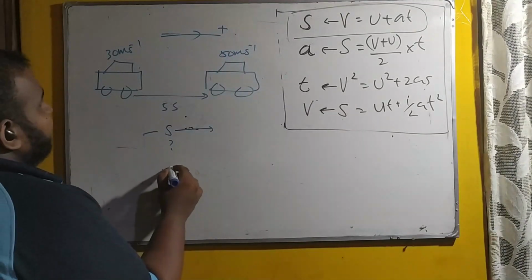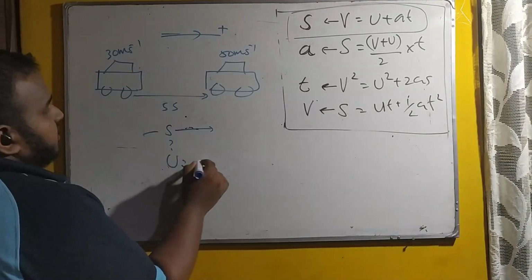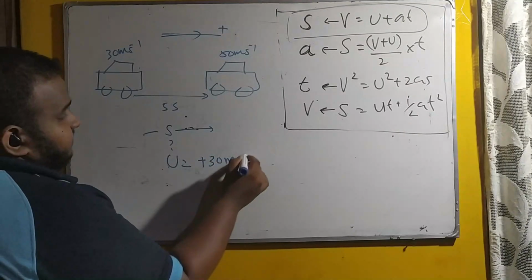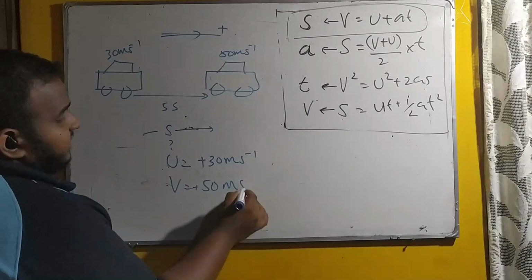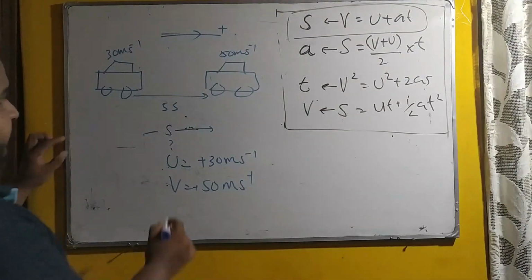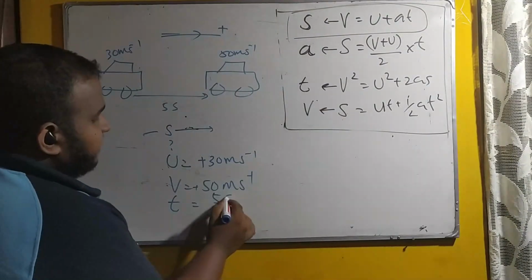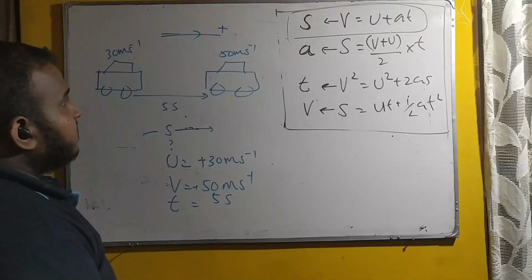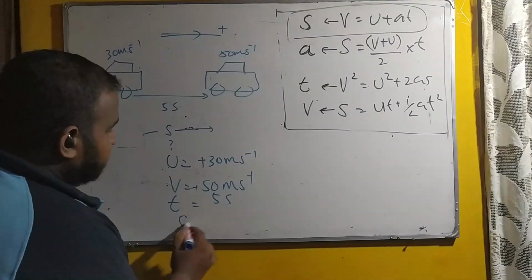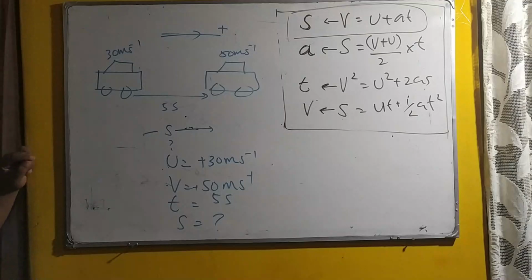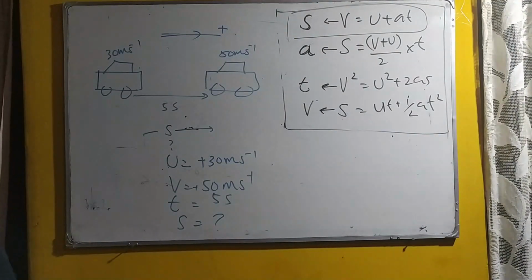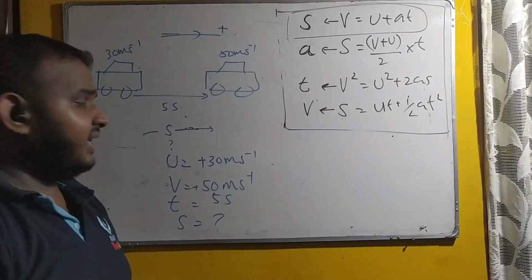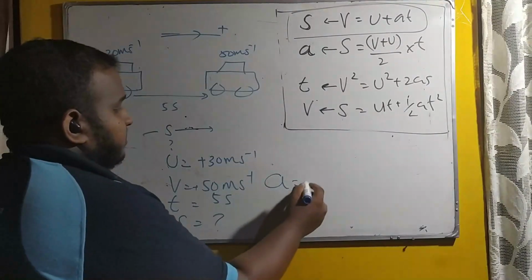So first, the initial velocity is how much? Plus 30 meters second minus 1. Final velocity is plus 50 meters second minus 1. And the time taken is 5 seconds. So the displacement is the question. So what is the factor neglected? They have neglected the acceleration.